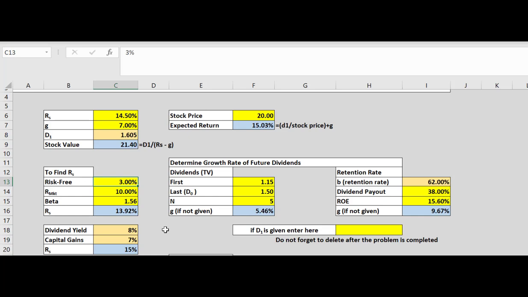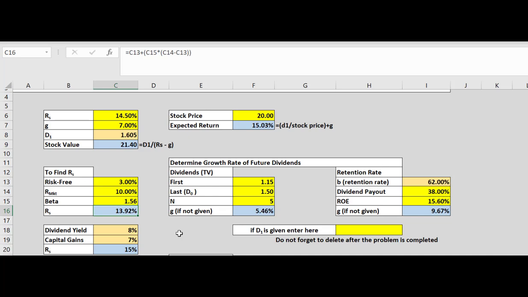First, we could use the security market line from our capital asset pricing model theory. The risk-free rate is 3%, the average rate of return in the stock market is 10%, and this company has a beta of 1.56. So the required return, according to the capital asset pricing model, is 13.9%.